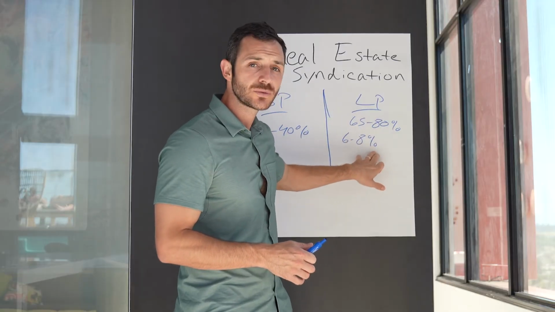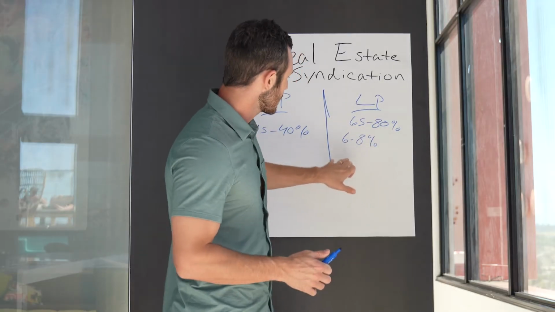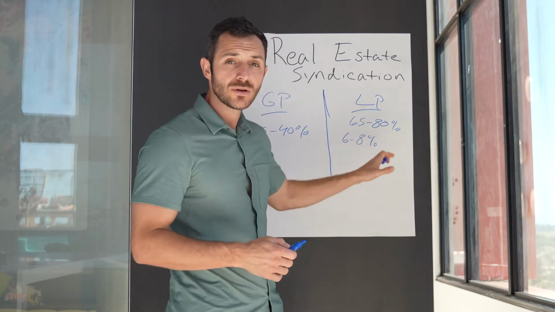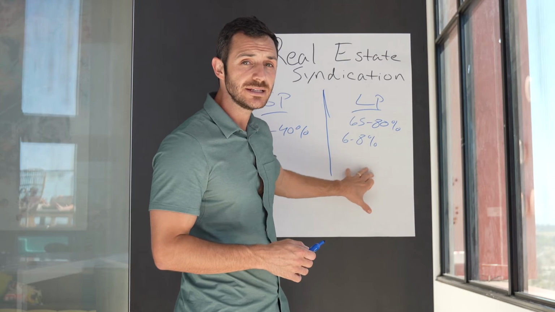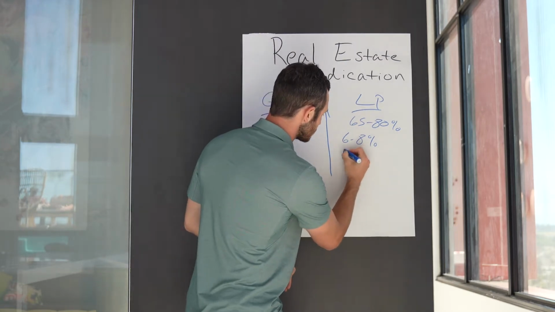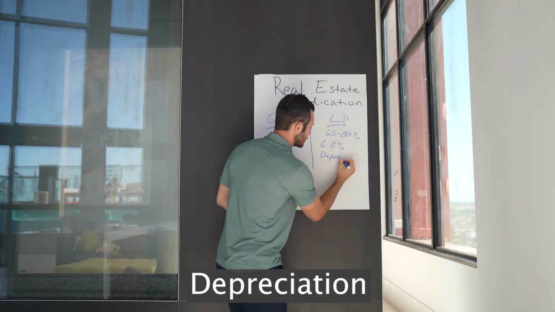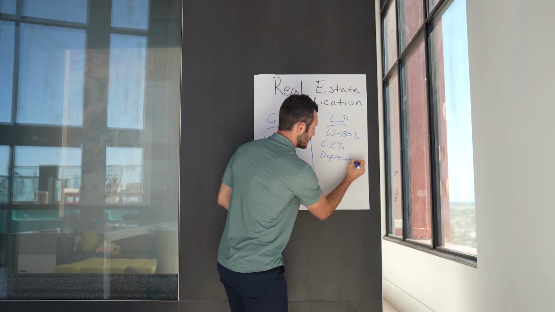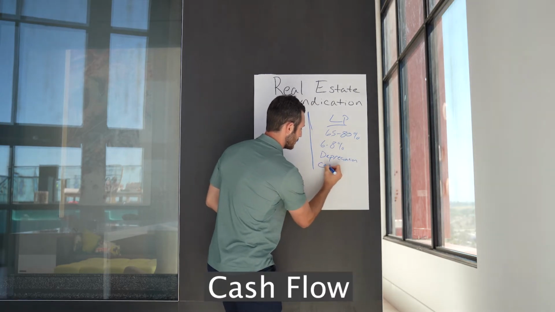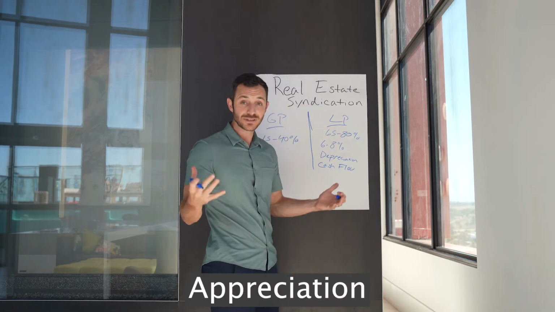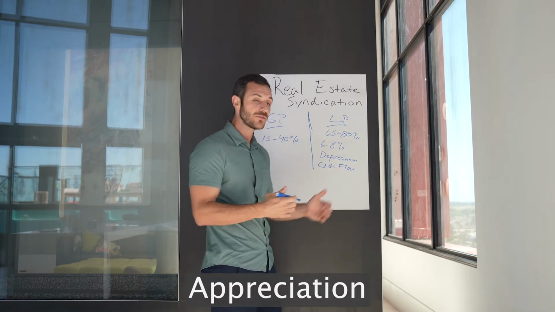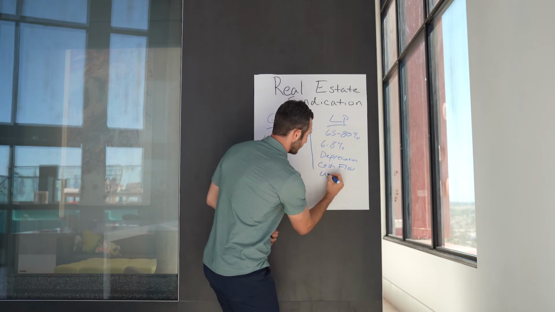So you're getting the lion's share of the deal. You're getting a preferred return in this thing. And you also, as a partner, you're an owner in this deal. And so you're getting things like depreciation, which we talked about. You're getting cash flow. And you're getting appreciation, right? When we sell the deal, when we refinance, you're getting the upside.